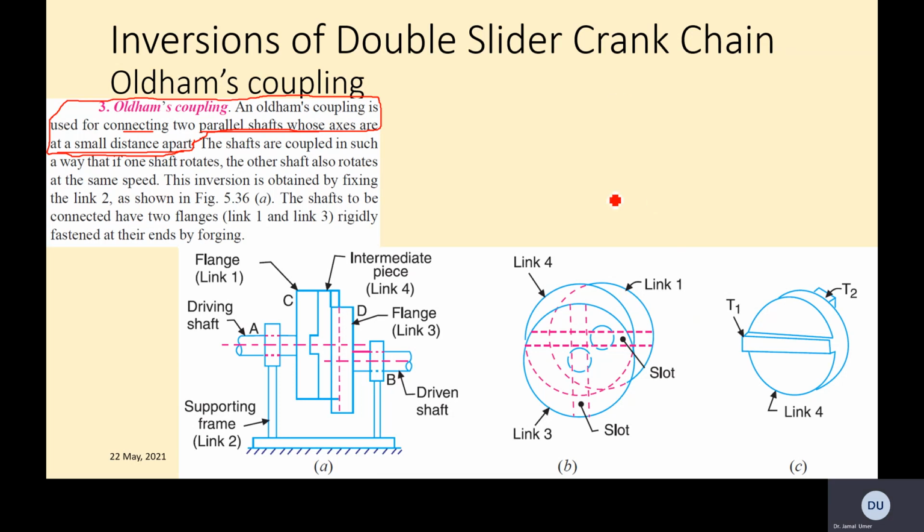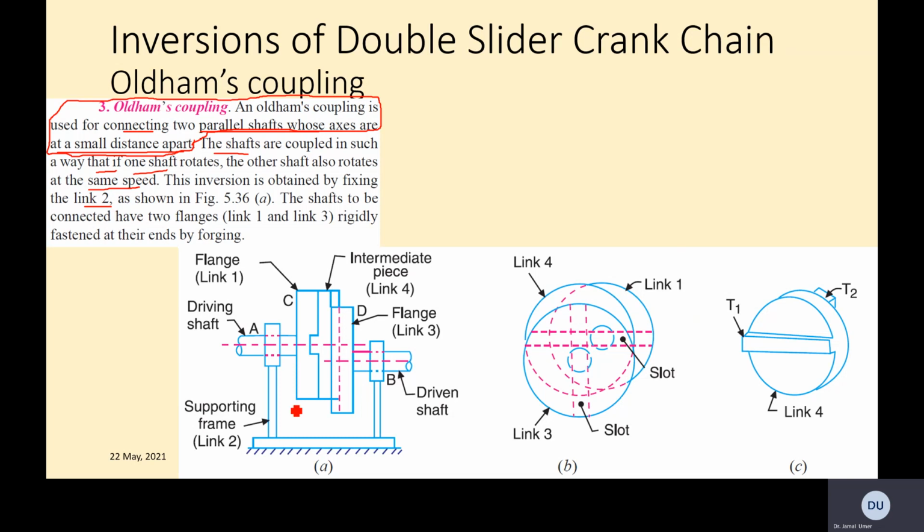Right, so the shafts are coupled in such a way that if one shaft rotates, the other shaft also rotates at the same speed. So of course, from driver to driven, we want it to transfer energy. So one shaft is rotating, the other shaft has to rotate at the same speed. This inversion is obtained by fixing the link 2.